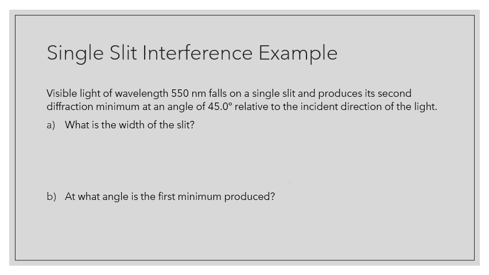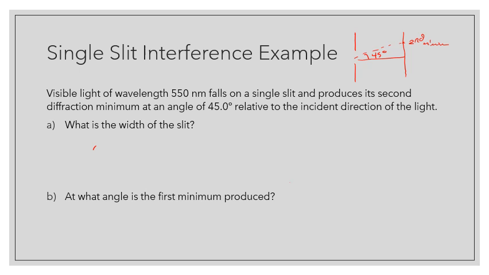So this is an example of a question that deals with single slit interference. Visible light of wavelength 550 nanometers falls on a single slit and produces a second diffraction minimum at an angle of 45 degrees relative to the incident direction of the light. So if this is our slit and we have the screen here, this is the second minimum, and this is the incident direction, this is the 45 degrees. So what is the width of the slit?